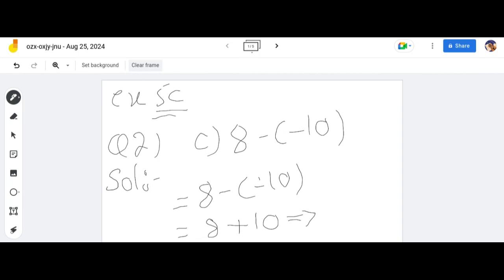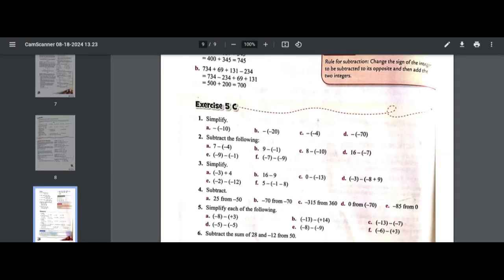Then 8 plus 10 will become 10 plus 8. 10 plus 8 is 18. So I just have to put the plus sign here. I got the correct answer. Is it? Yes, ma'am. Yes. Now I hope you understood. Any question? No, ma'am.